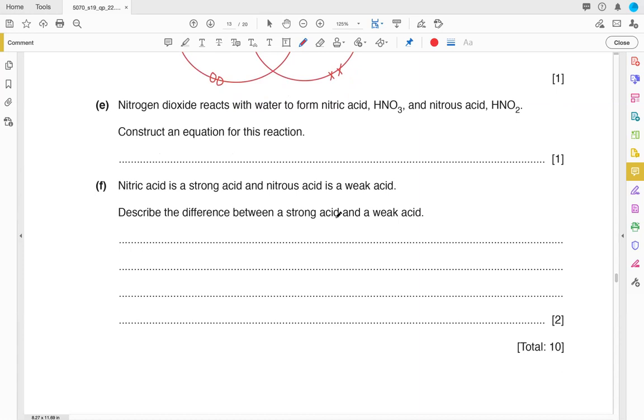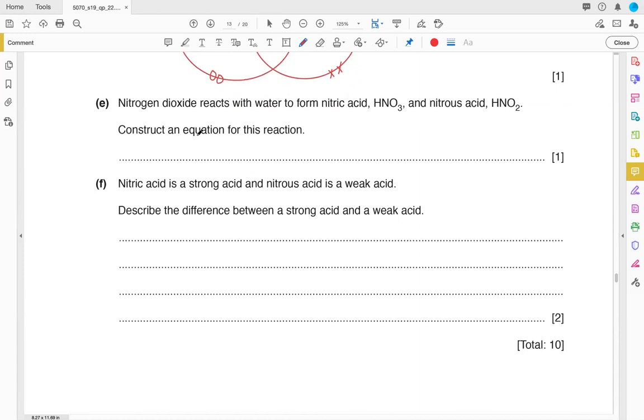All right, nitrogen dioxide reacts with water to form nitric acid and nitrous acid. You do not need to remember the formula for nitrous acid, but for nitric acid, you should know. Construct an equation for this reaction. Now, they haven't explicitly asked us to balance it, but you should balance it. You must balance it, okay?